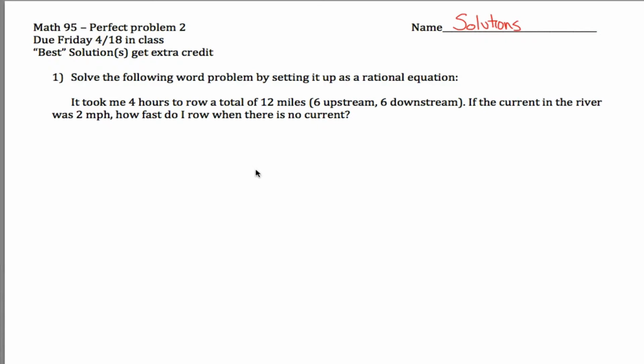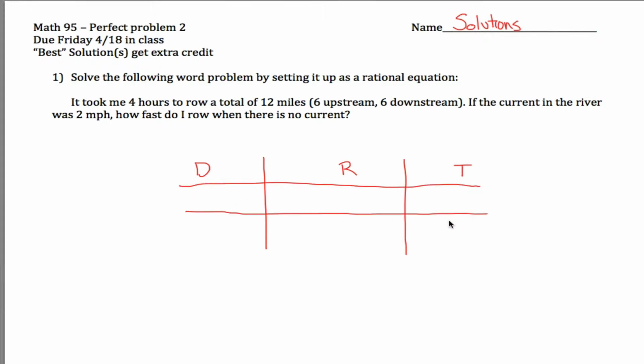Here is perfect problem 2 for Math 95. We're given a word problem and asked to solve it by setting it up as a rational equation. So the way we're going to do these is by kind of filling out this little grid: distance, rate, and time. Because there's so much information in this problem, it helps to have it all summarized like this.